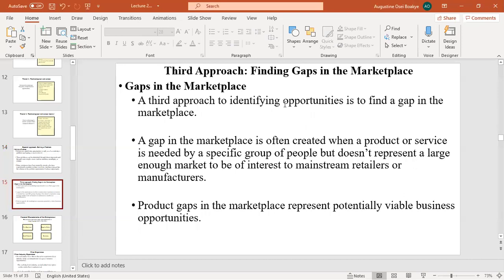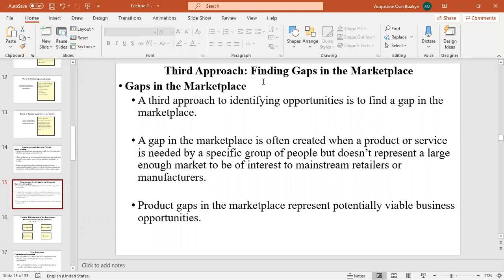Now, the third approach to starting up or identifying an opportunity in the business environment is what we call gap spotting. And please, in exams, don't write spot gapping for me. The thing is gap spotting. You are trying to find a gap. When you say spot gapping, it's totally a different thing. So please take note of it. Gap spotting or finding a gap in the marketplace.